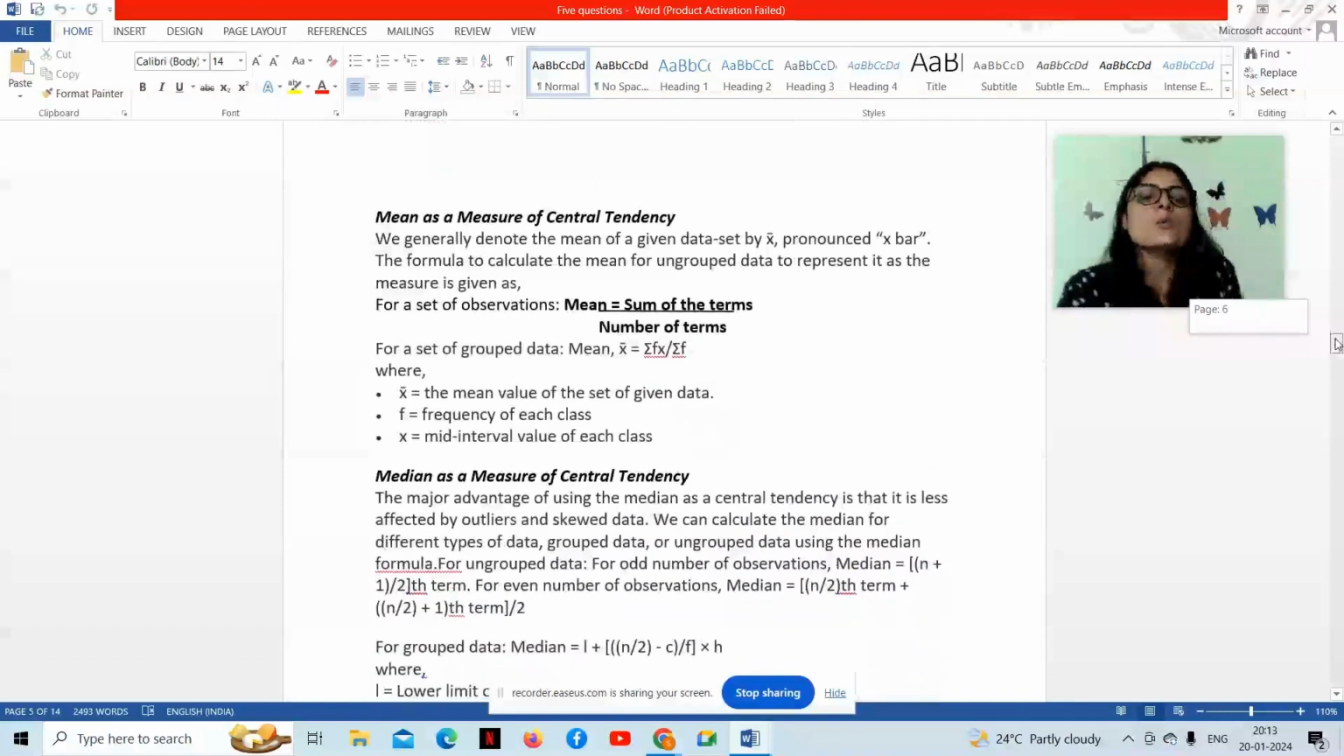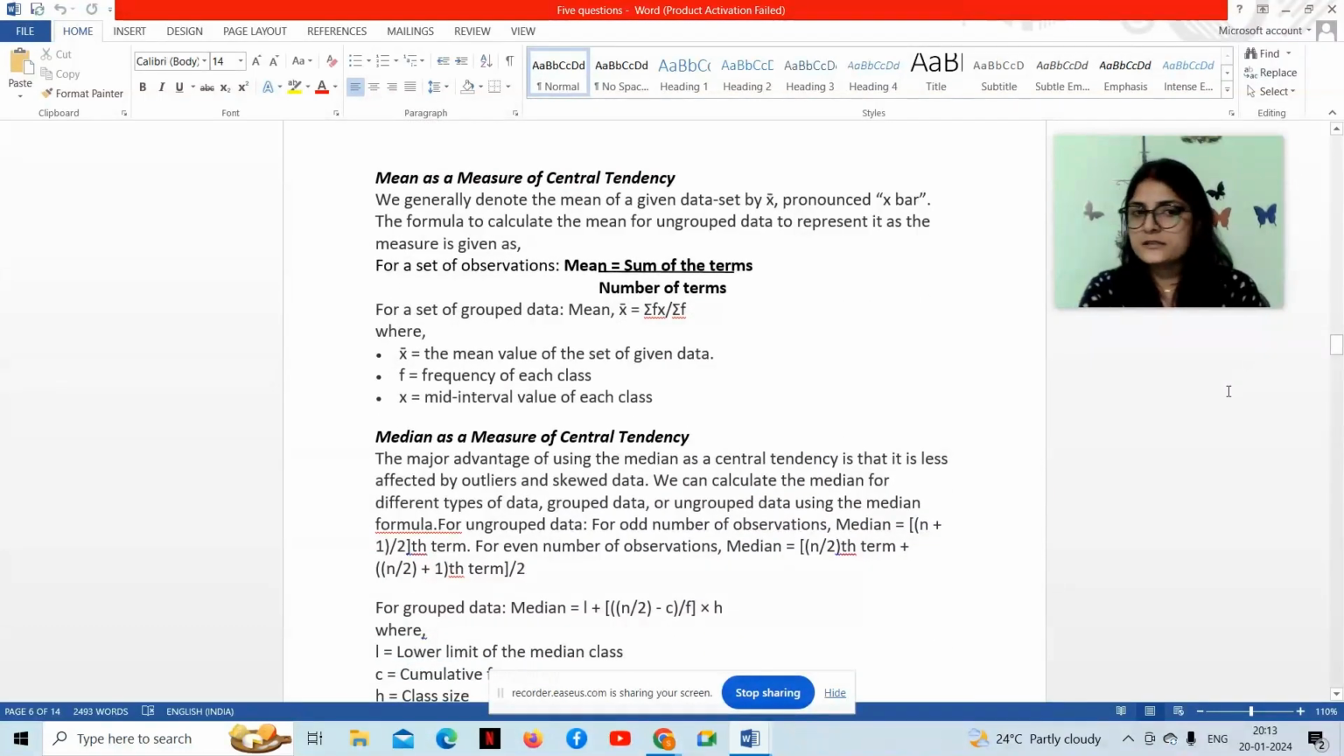Now, how do we calculate the mean as a measure of central tendency? This is the formula: mean is equal to sum of terms divided by number of terms. So x bar represents sigma fx by sigma f. x bar represents the mean value of the given data set. f means the frequency of each class, and x is the mid interval value of each class.